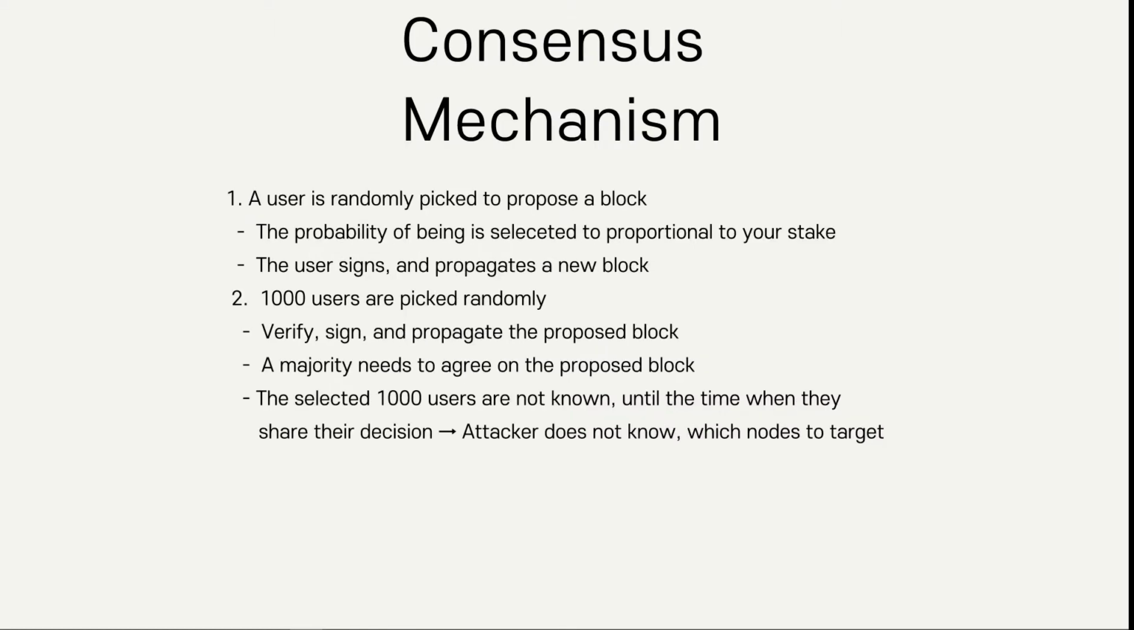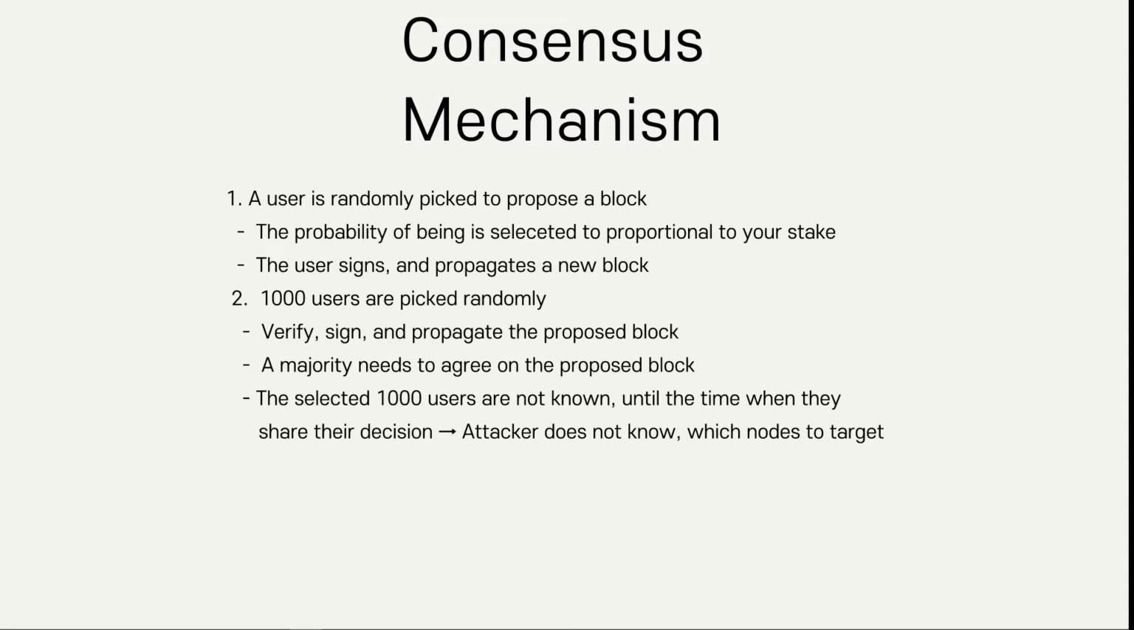For those who are new to Algorand, we also provide a brief overview of the Algorand consensus mechanism. It is achieved in 2 steps, where in the first step a user is randomly selected to propose a block. The probability of being selected is proportional to the user's stake. The user assigns and propagates the proposed block to the entire network.